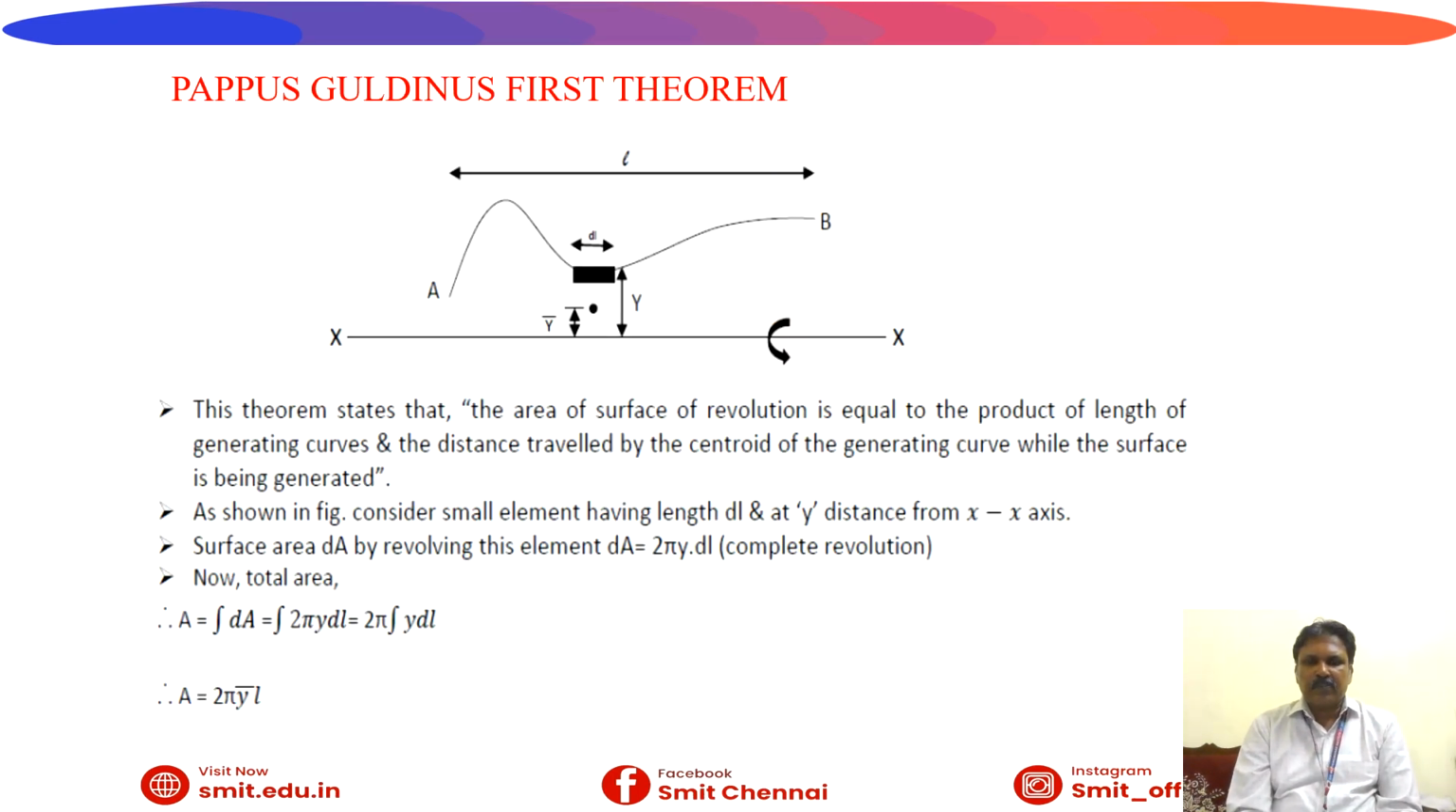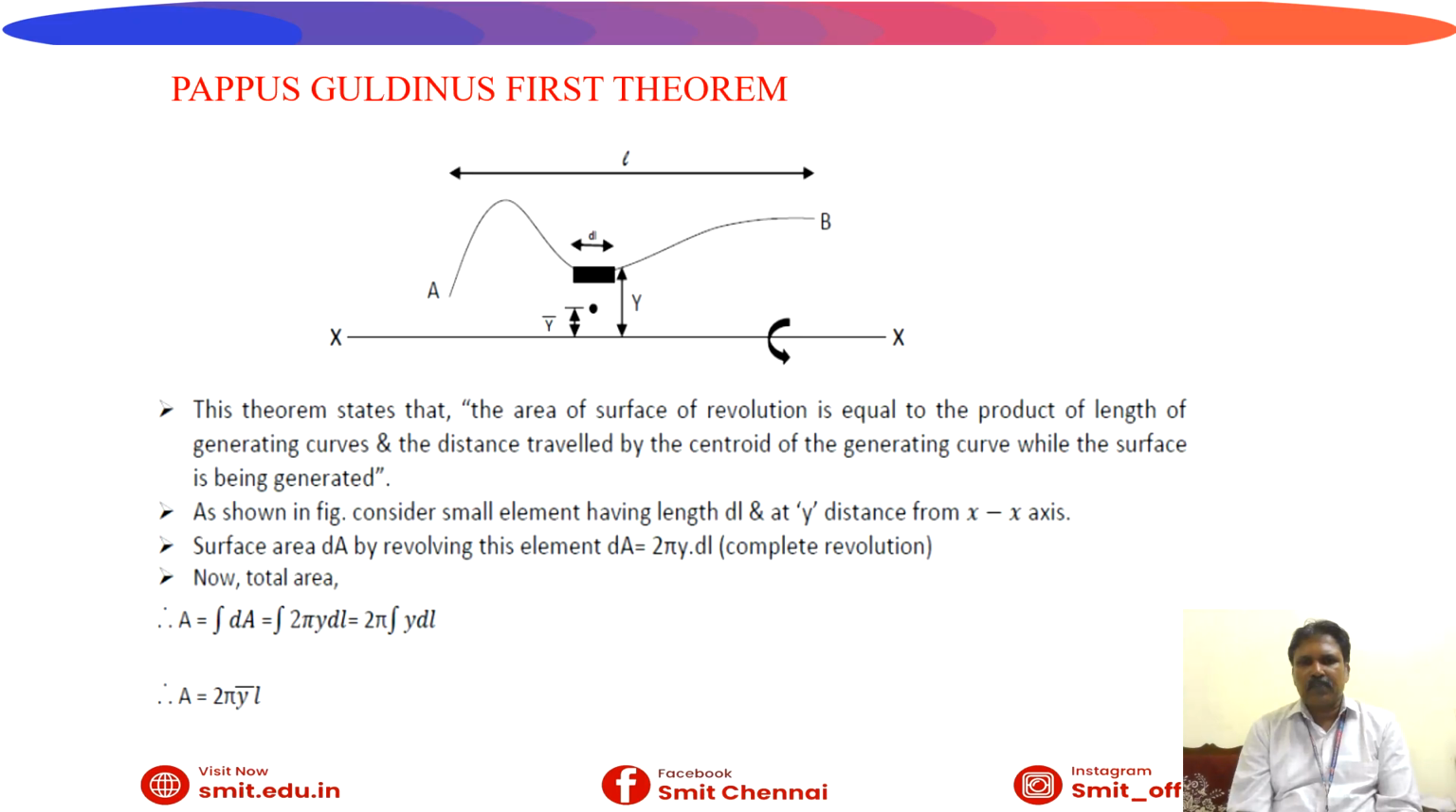Now we will see Pappus-Guldinus first theorem. This is one important theorem. This theorem states that the area of a surface of revolution is equal to the product of the length of the generating curve and the distance travelled by the centroid of the generating curve while the surface is being generated. That is the important definition.